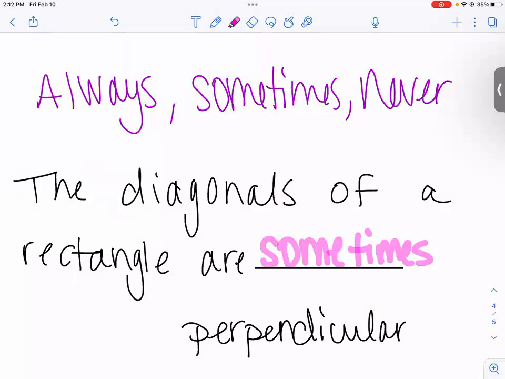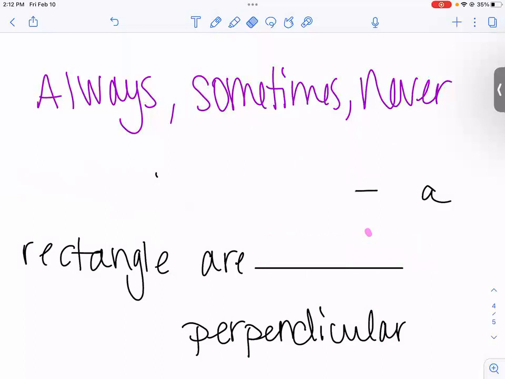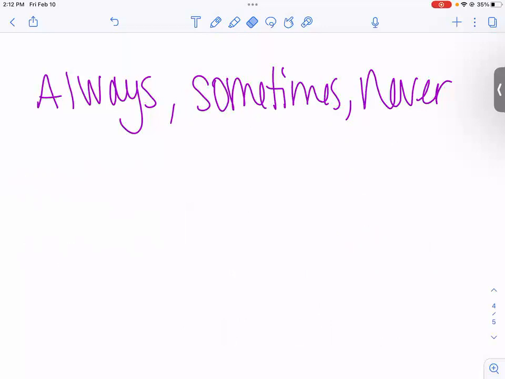If a rectangle is a square, then we have perpendicular diagonals. But in a normal rectangle, our diagonals are congruent, but not perpendicular. But if a rectangle is a square, that condition would be met. Okay? All right.